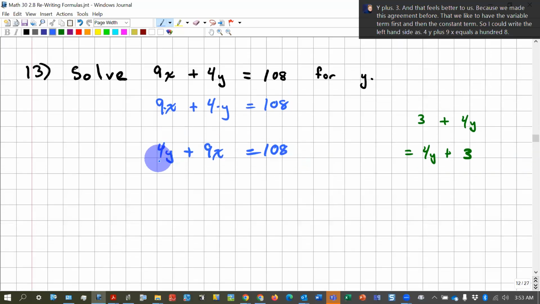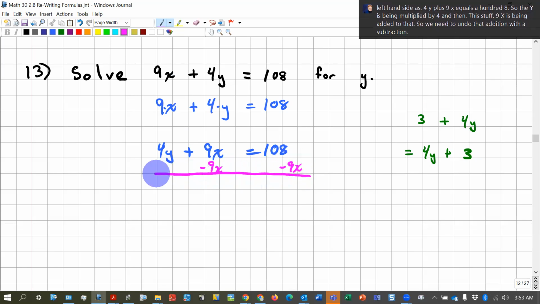So the y is being multiplied by 4, and then this stuff, 9x, is being added to that. So we need to undo that addition with a subtraction. Bring the equal sign straight down. The left-hand side is 4 times y. The right-hand side is 108 minus 9x.